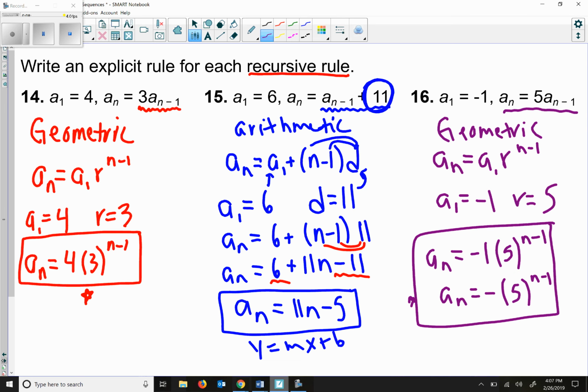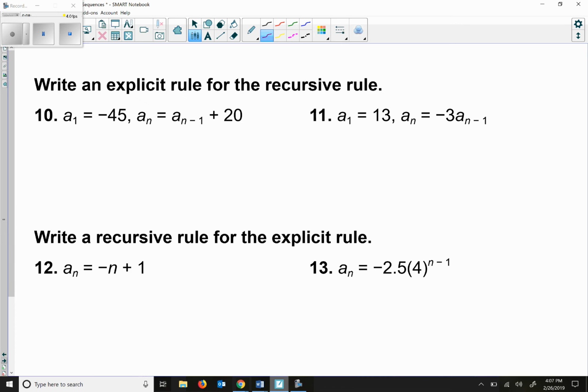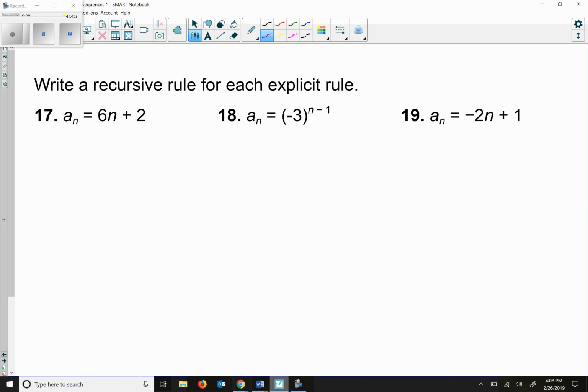Okay, we're going to take a look at example 4 now. Whoops, I did a little jump there. Okay, so example 4.